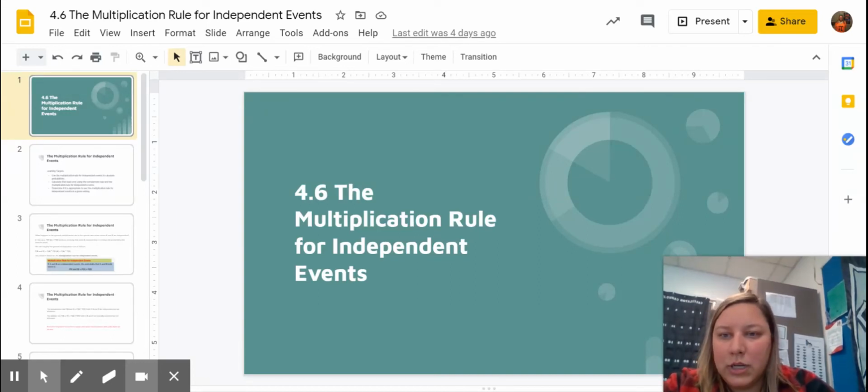Okay, so the next section, 4.6, the multiplication rule for independent events. So we're going to go over this.